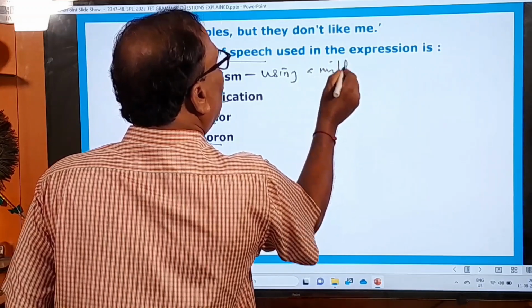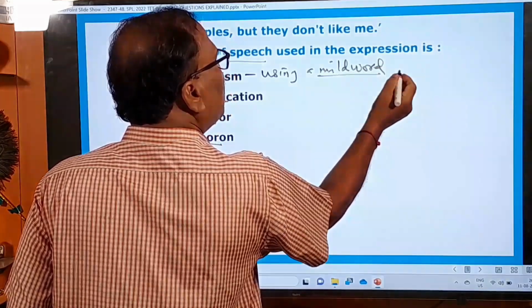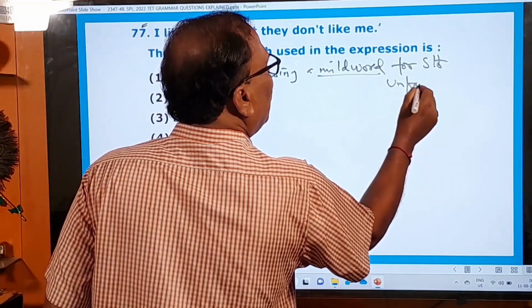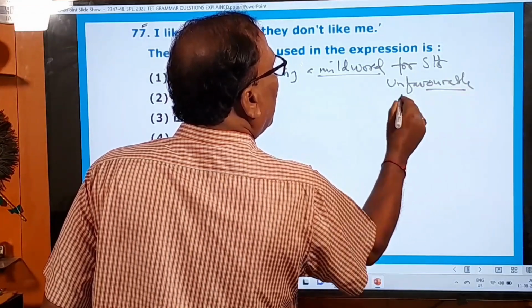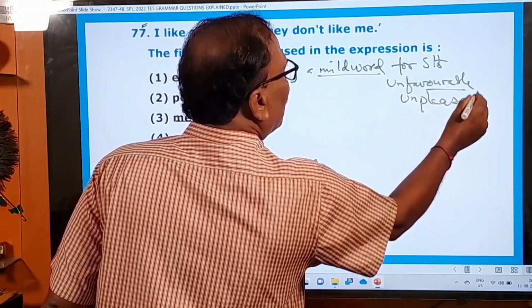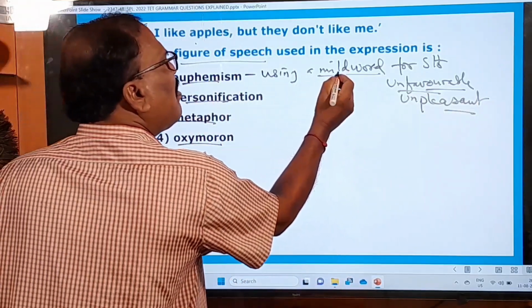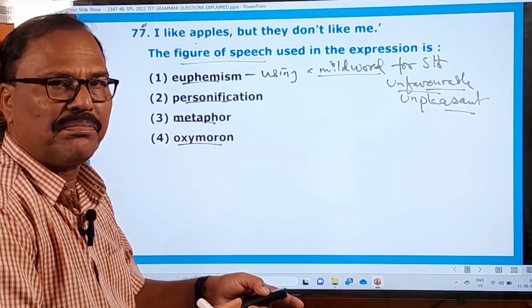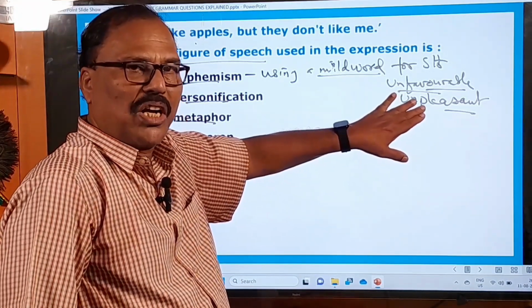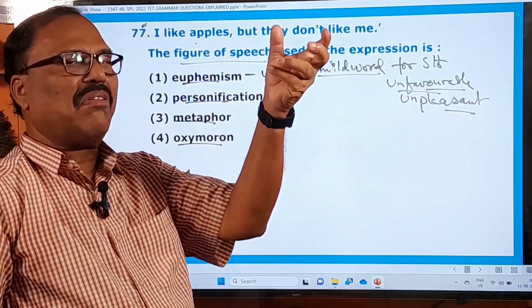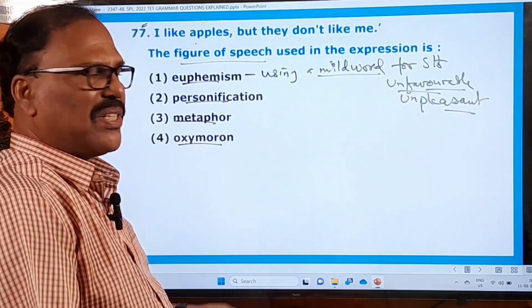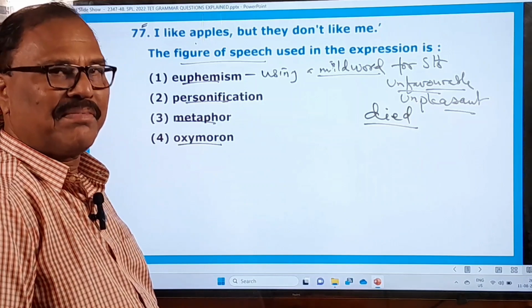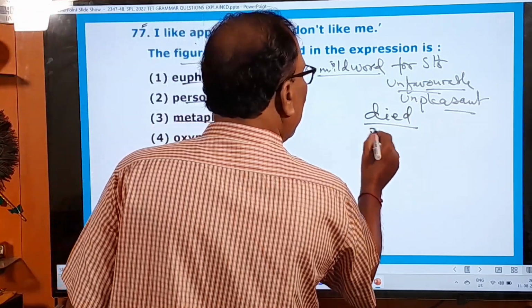Using a mild word, or a pleasant word, for something unfavorable or unpleasant. This is very important. Using a mild word. ఒక మృదువైన మాటను వాడుట, ఒక కటువైన మాట కోసం, ఒక కటువైన మాటకు బదులుగా ఒక మృదువైన మాటను వాడడాన్ని that's called euphemism. Very interesting. For example, instead of saying died, he died yesterday, instead of saying died, you can say he passed away.